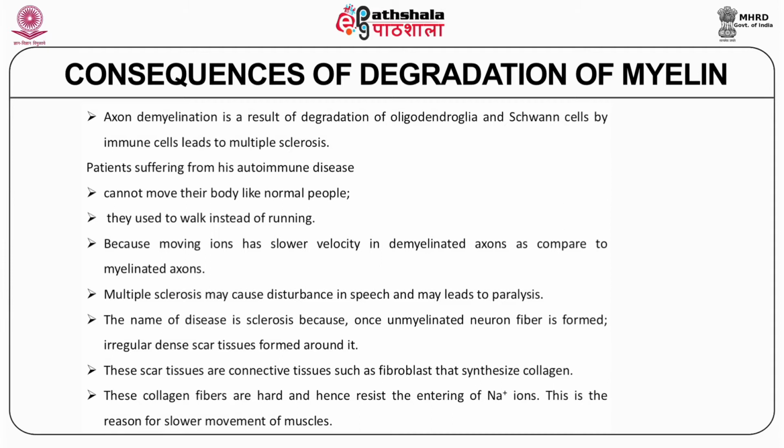The name of the disease is sclerosis because once a demyelinated neuron fiber is formed, irregular dense scar tissue forms around it. This scar tissue is connective tissue, such as fibroblasts that synthesize collagens. These collagen fibers are hard and hence resist the entry of sodium ions. This is the reason for slow movement of muscles.